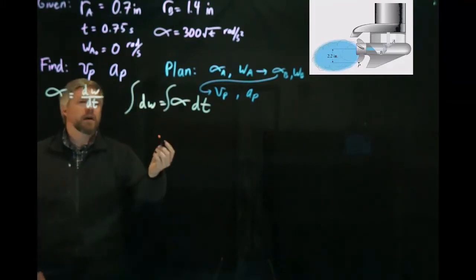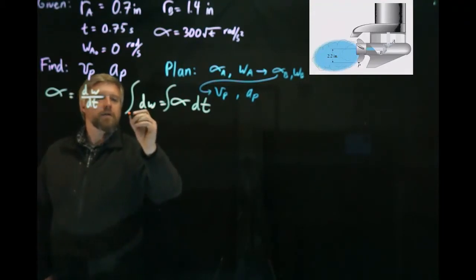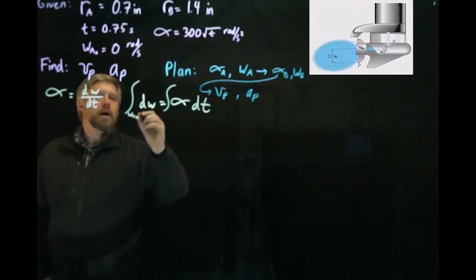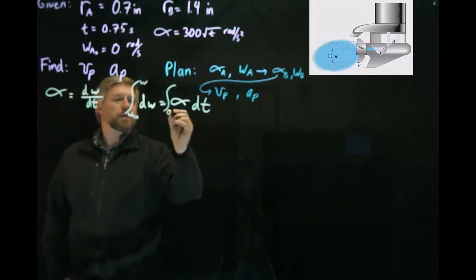The limits of integration depend on what we're integrating in terms of. We're integrating in terms of d omega, so we're going to start off with omega naught and go to omega. On the other side, I'm going to start at t equals 0 and go to t.